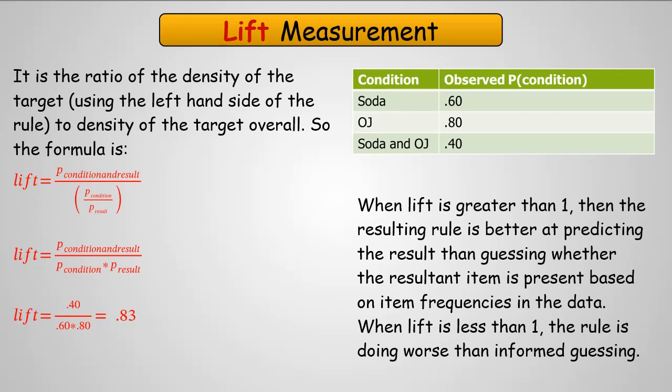So when the lift is greater than 1, the rule is better at predicting the result than guessing based on the frequency of the data. When lift is less than 1, the rule is doing worse than informed guessing.